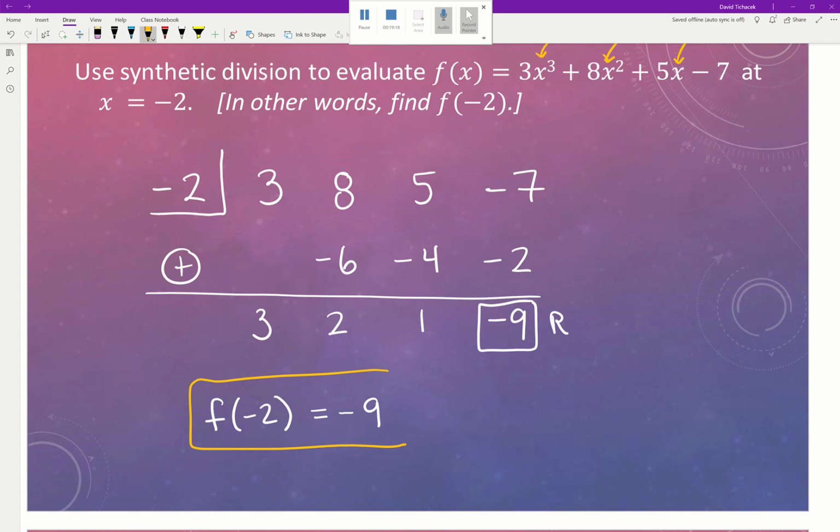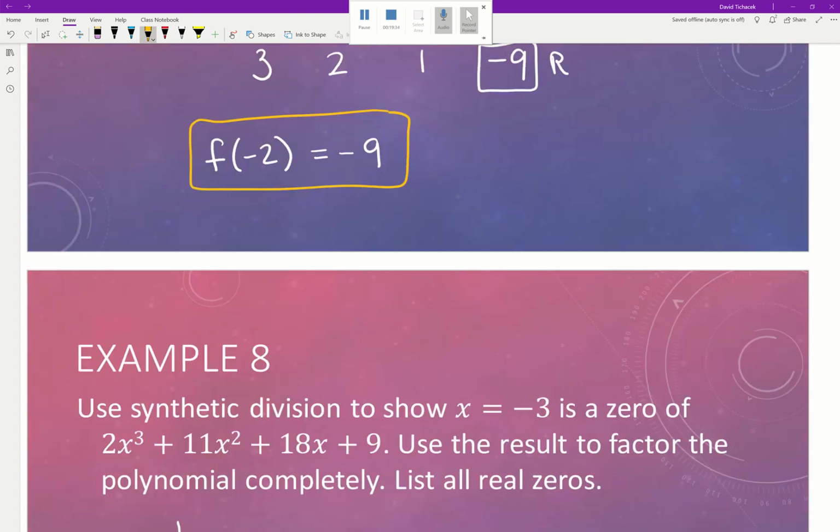And that's pretty handy, right? That kind of prevents us from having to reach for a calculator every single time we want to evaluate a polynomial function at a specific value. We're just going to perform the synthetic division, and whatever the remainder is, that is going to be the output of this machine when we input that number, -2.